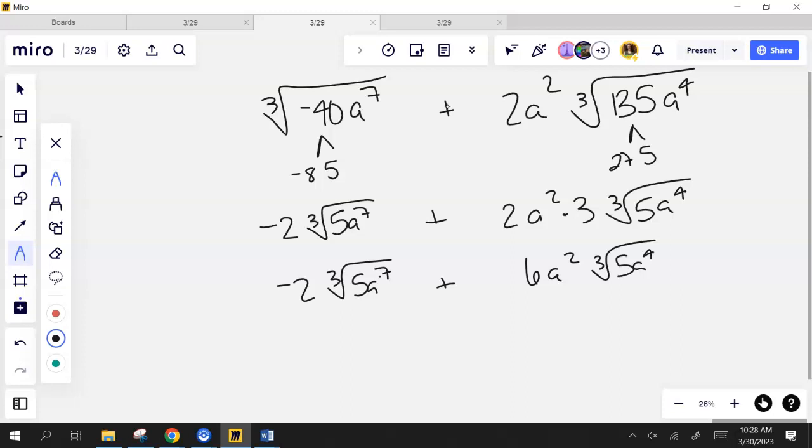How many times does 3 go into 7? 2. What's left? 1. So I got cube root of 5a. How many times 3 go into 4? 1. I've already got 2 out here, so that's going to give me 3 out here. And it leaves me with 1 in here.